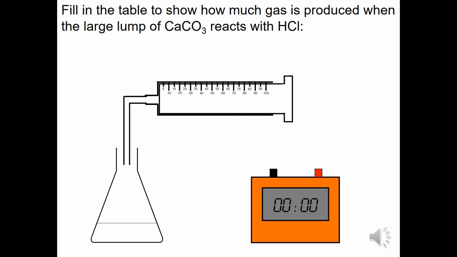So I'm going to press start, and what you'll see is the bung goes on, gas is given off, and the plunger starts going out, and the stop clock goes up. So you've got to keep an eye on all of that, keep an eye on the stop clock, and when the time matches what it says on your table, you need to be writing down what the volume is on the gas syringe at that point. So we're going to start in 3, 2, 1.